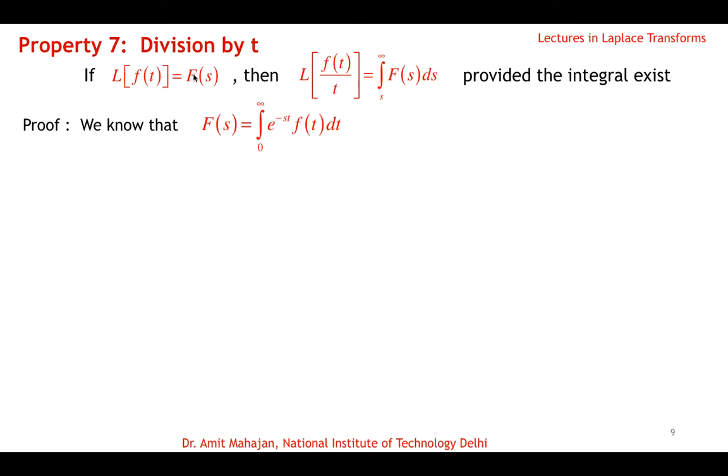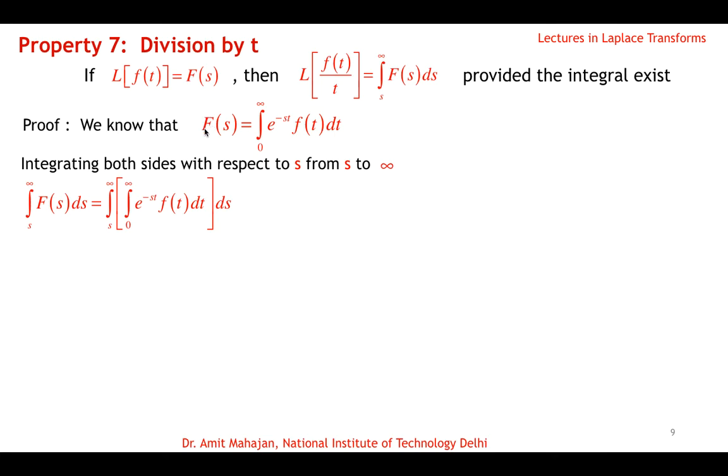We know that F(s) is the Laplace of f(t), and this is nothing but the integral from 0 to infinity of e^(-st) f(t) dt. To have an integral of this form, we integrate both sides with respect to s from s to infinity. So what we have is the integral from s to infinity of F(s) ds on the left-hand side, and a double integral from s to infinity of this ds.